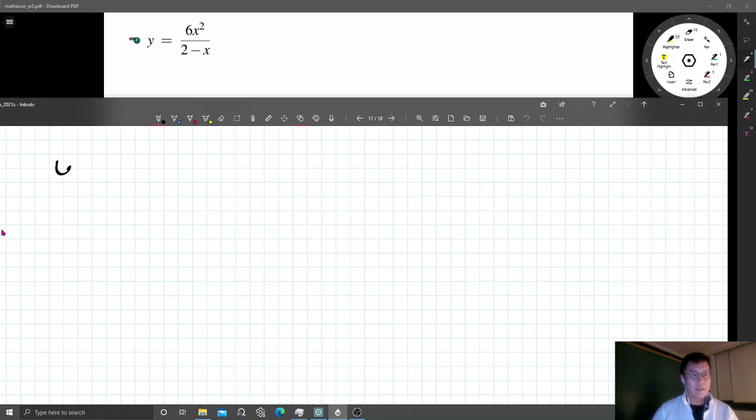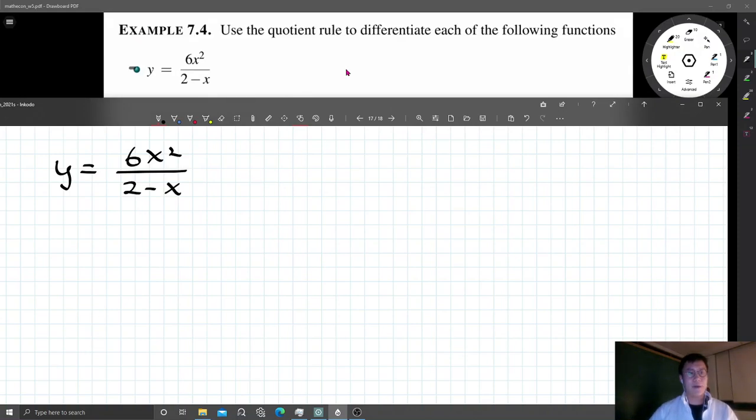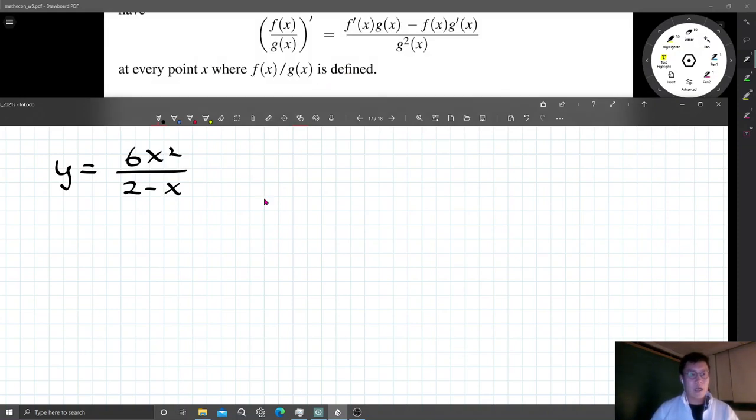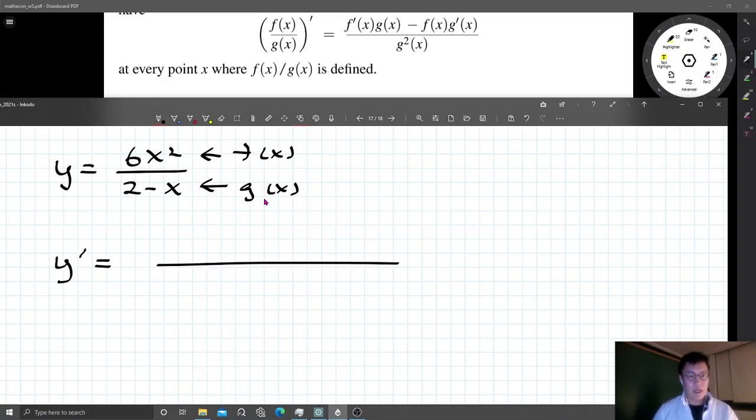So y is given by 6x squared over 2 minus x. Okay. So let me call the top f of x and the bottom g of x. And y prime is, so first, according to the quotient rule, the bottom becomes the original function squared. So the bottom in this example becomes 2 minus x squared.